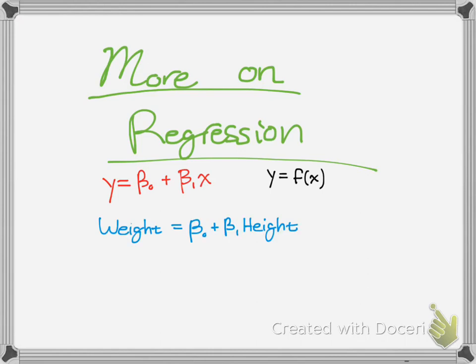I used this weight and height example in the previous video as well. If you notice, this is also similar to the y equals mx plus b equation, b naught being your y-intercept, b1 being your slope. And we were comparing weight to height and seeing if there was a relationship.